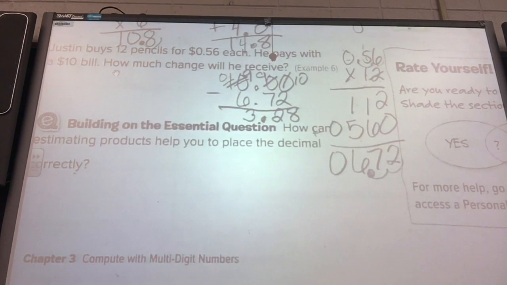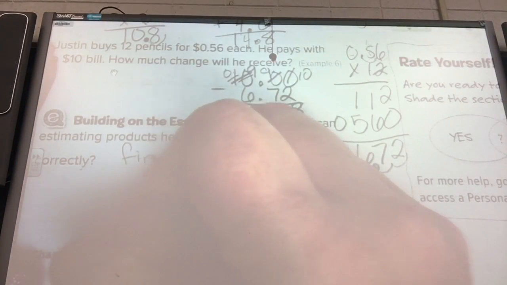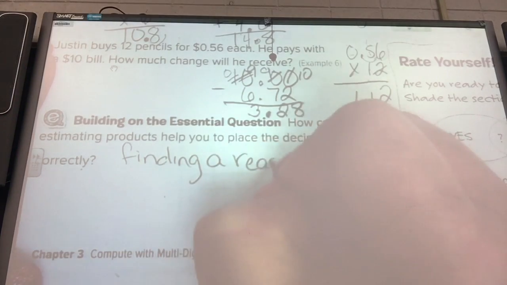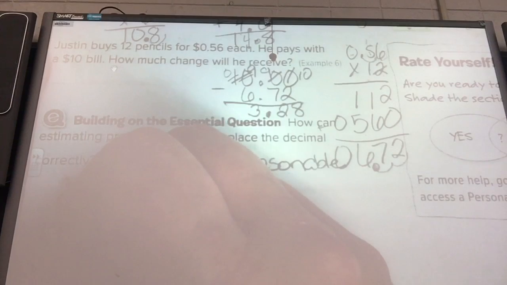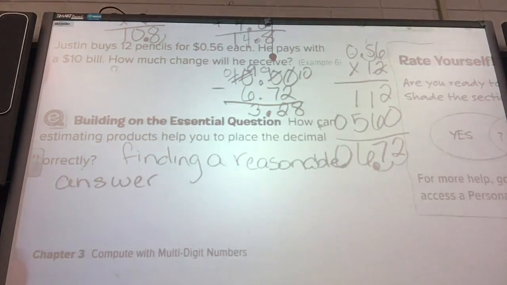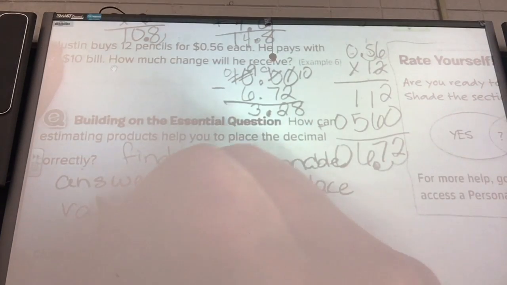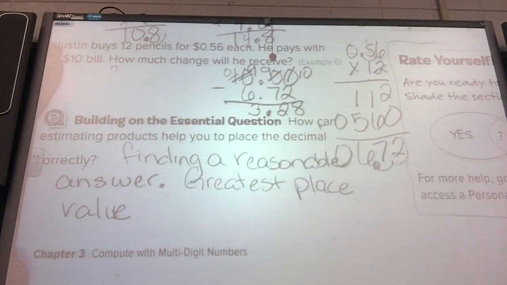Alright, how can estimating products help you place a decimal correctly? It can help you by finding a reasonable answer. And let's see what else. How can estimating products help you place the decimal correctly? It'll also help you determine the greatest place value.